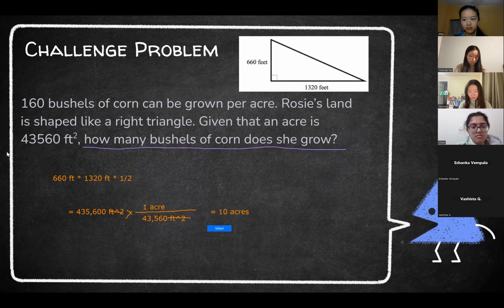So she has 10 acres of land, right? So what we are going to do is see how many bushels can be grown per acre. So 10 acres of land multiplied by 160 bushels per 1 acre is the math that we are going to do. So we are left with 1,600 bushels of corn that she can grow. So that would be our answer.